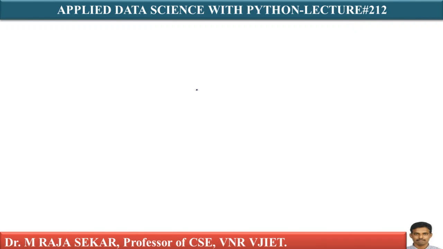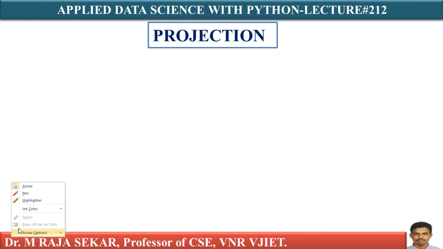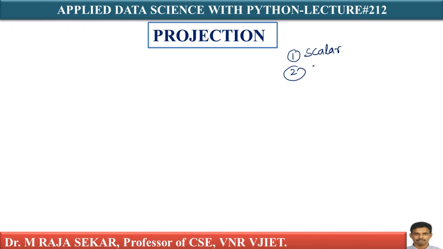In this lecture, we will try to understand projection. Basically, there are two types of projections. First one is scalar projection. Second one is vector projection.